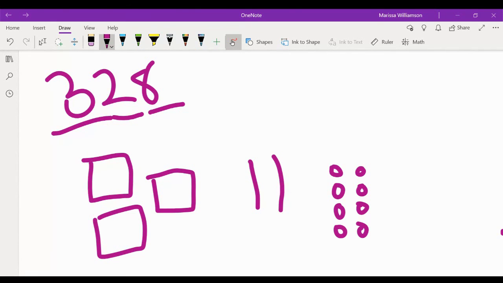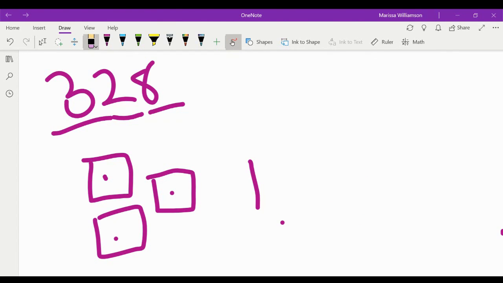I can check my work by counting. So when I count the hundreds, I count by hundreds. So I'll go 100, 200, 300, good. 10, 20, good. So I have 100, 200, 300, 310, 320, and now I go to my ones. 321, 322, 323, 324, 325, 326, 327, and 328. So I did it right. I made the number 328.